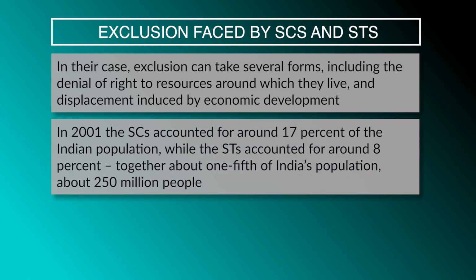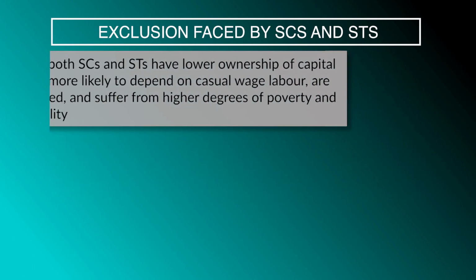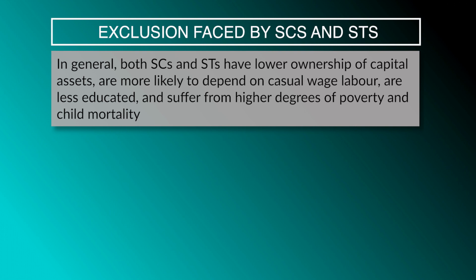In 2001, the scheduled castes accounted for around 17% of the Indian population, while the scheduled tribes accounted for around 8%. Together, about one-fifth of India's population, about 250 million people. In general, both scheduled castes and scheduled tribes have lower ownership of capital assets, are more likely to depend on casual wage labor, are less educated, and suffer from high degrees of poverty and child mortality.